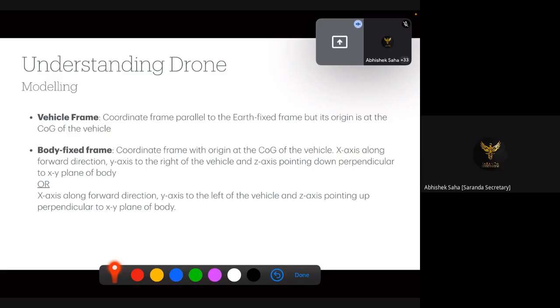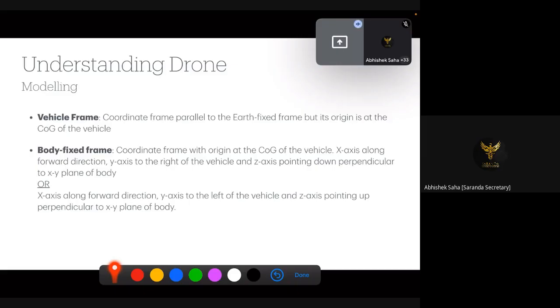Typically, if you choose a NED frame, you go for a body fixed frame which has x forward, y to the right, and z perpendicularly down. But if you choose an ENU frame as the earth fixed frame, then you go for the z up configuration in the body fixed frame.